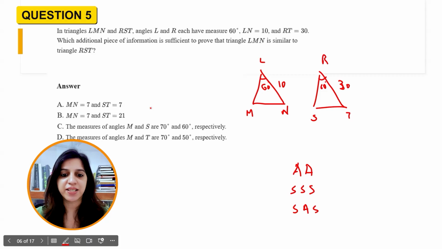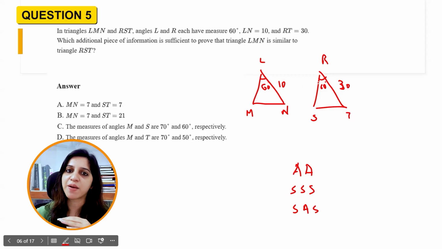First option says MN is 7, ST is 7. No, because I want the sides to be proportional. Since I see these sides are in the proportion of 1:3, I want the other sides to follow the same proportion. They cannot be equal now. Then it says MN is 7, ST is 21. Very good, looks good.